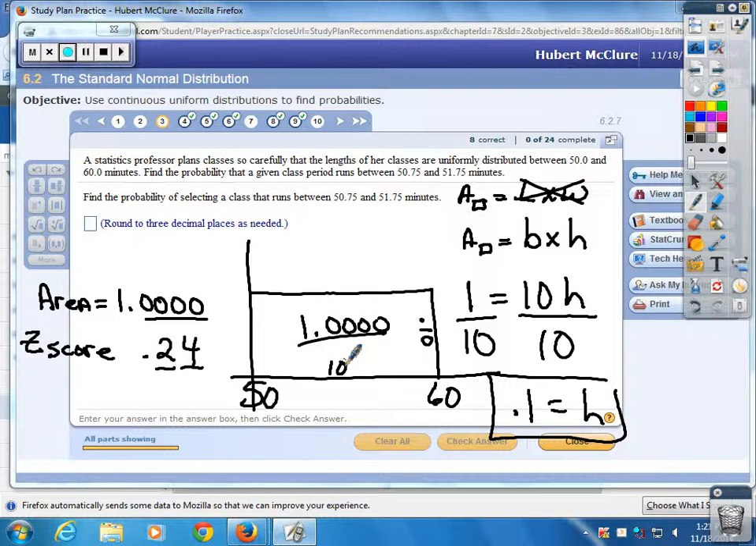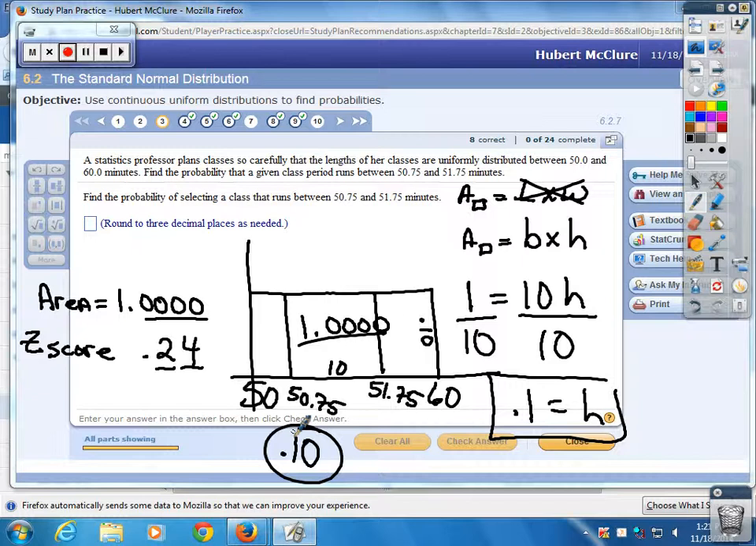Now the second part of the question asks, find the probability that a given class is between 50.75 and 51.75. So what's the base here? 1. 1 times 0.10 is what? 0.10. So that is your area. You've got a 10% chance that it's going to fall between 50.75 and 51.75.